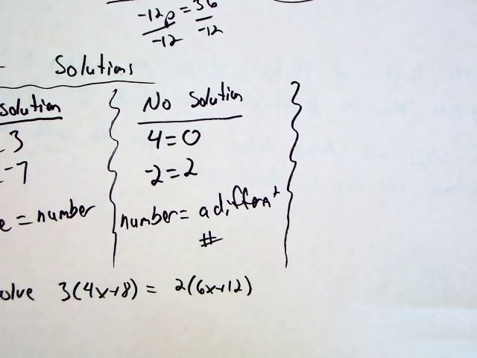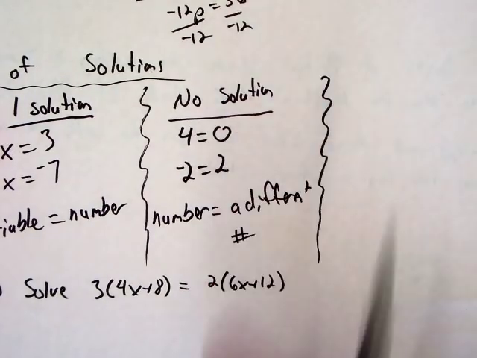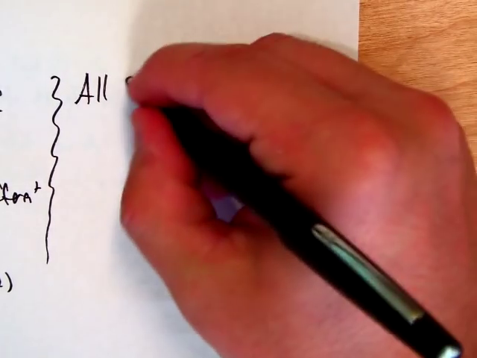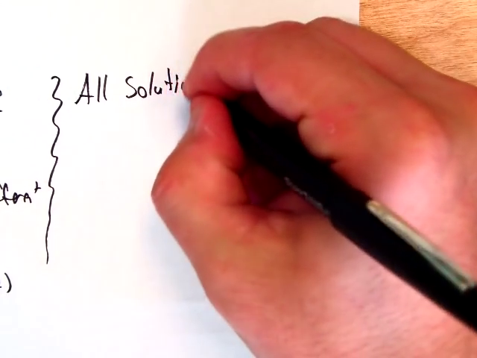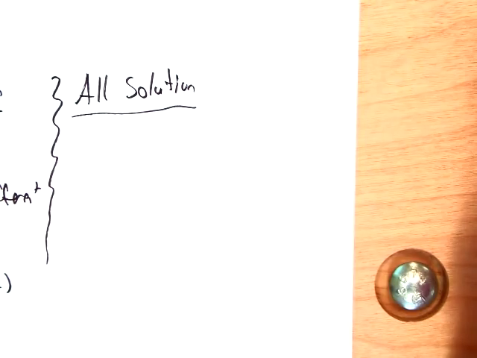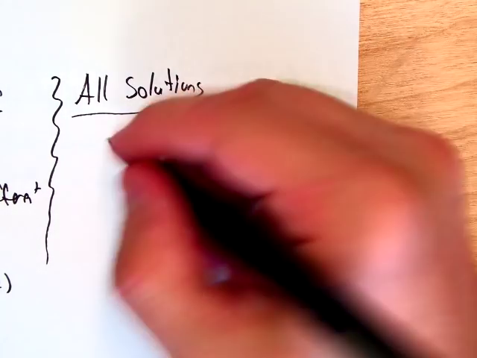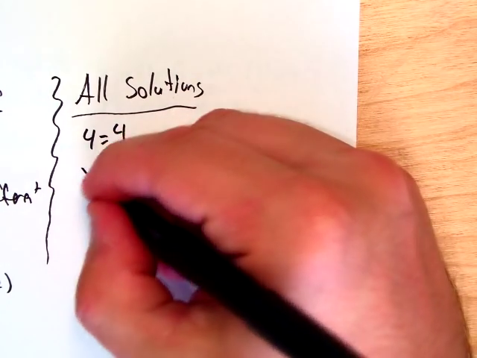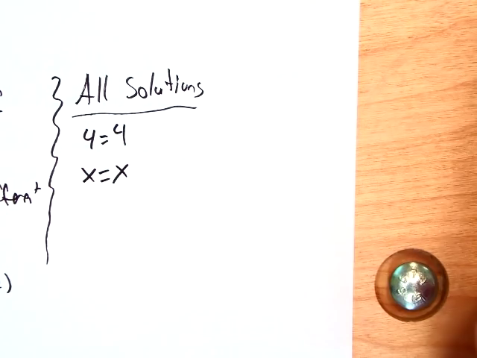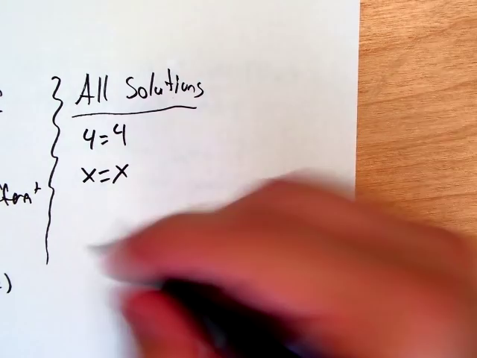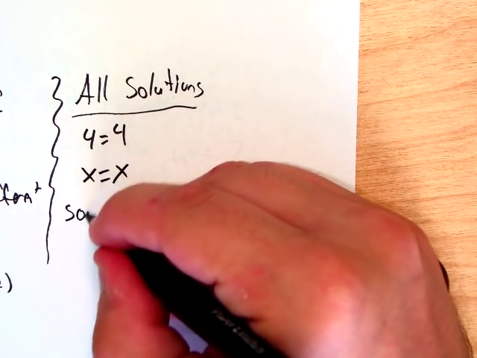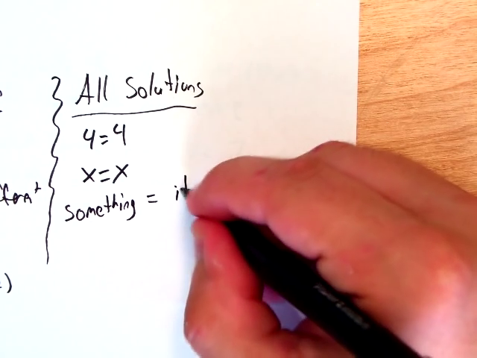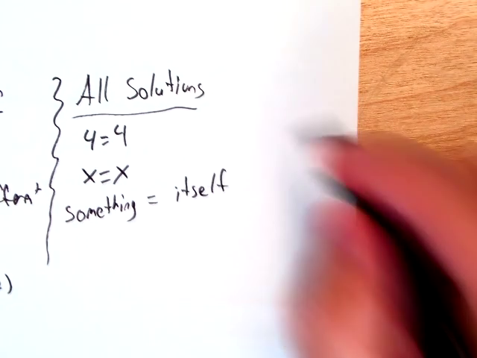So we have one solution. We have no solutions. We can also have all solutions. And what that would look like is 4 equals 4, or x equals x. And more generic, something equals itself.